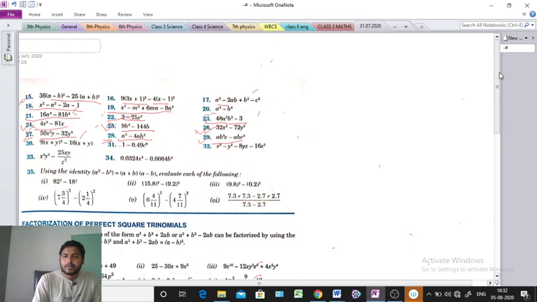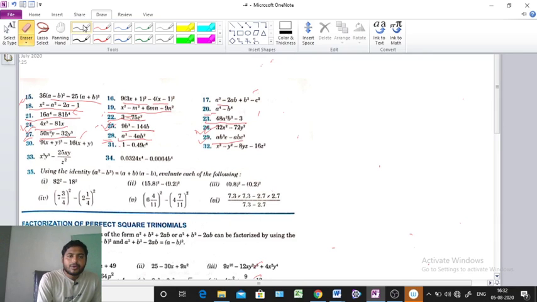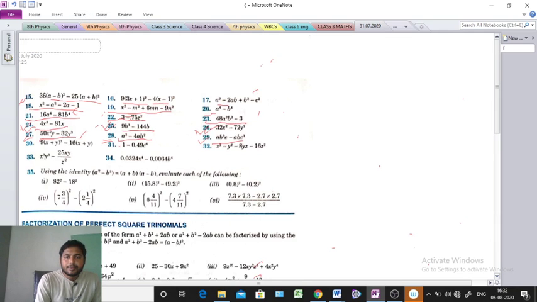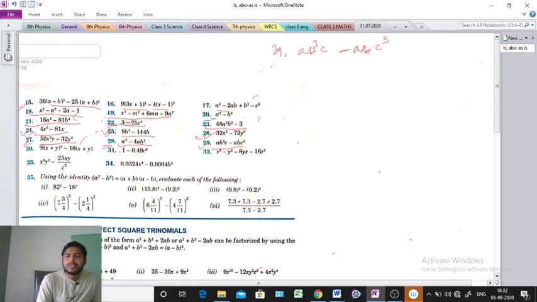See, I am doing question number 29. So a b cube c minus a b c cube, this is the question.